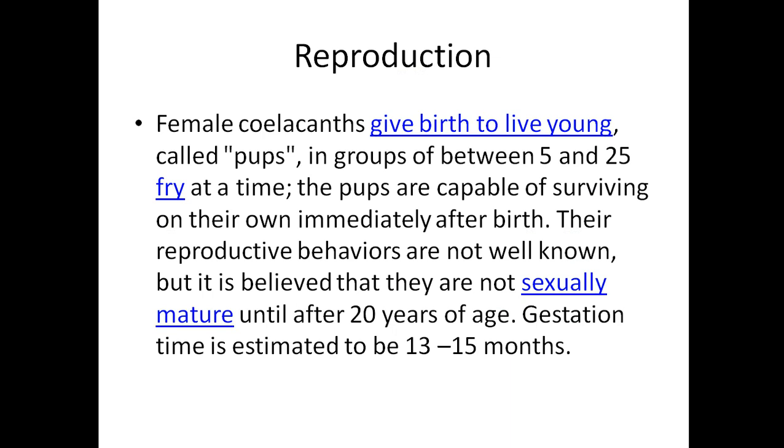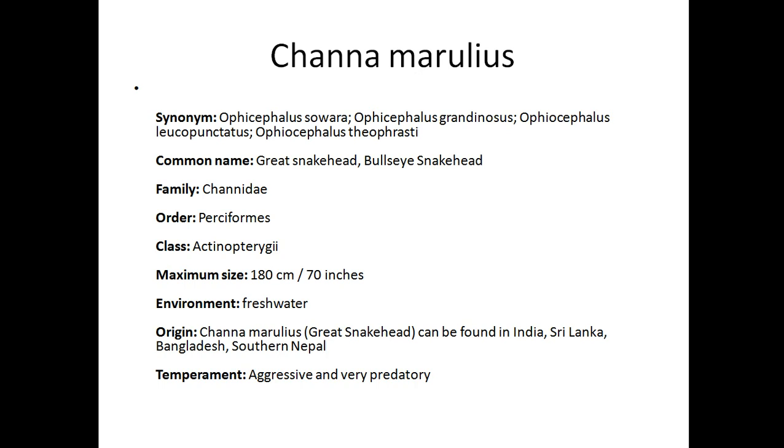So these female coelacanths give birth to live young called pups, maybe 5 to 25 young ones at a time, and the pups are capable of surviving independently immediately after the birth. But their reproductive behavior is not well known today. It is believed that they are not sexually mature until 20 years of age. Only after 20 years of age they become sexually mature, and the gestation period for this pregnancy is 13 to 15 months. Okay.